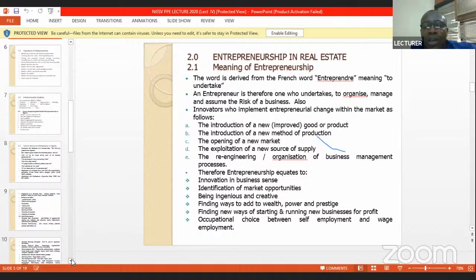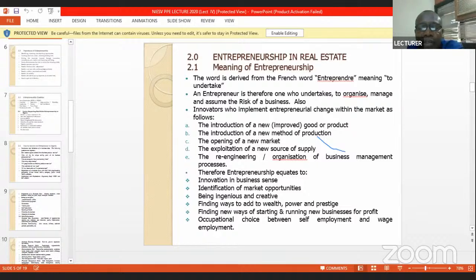An entrepreneur can also exploit a new source of supply. An entrepreneur can believe in re-engineering and reorganization of a business management process. These are areas that entrepreneurs can come in.